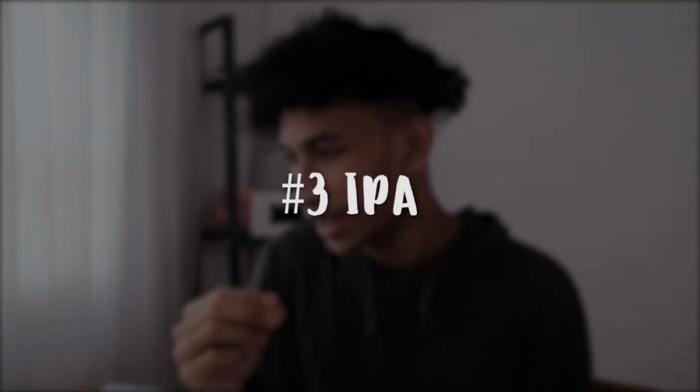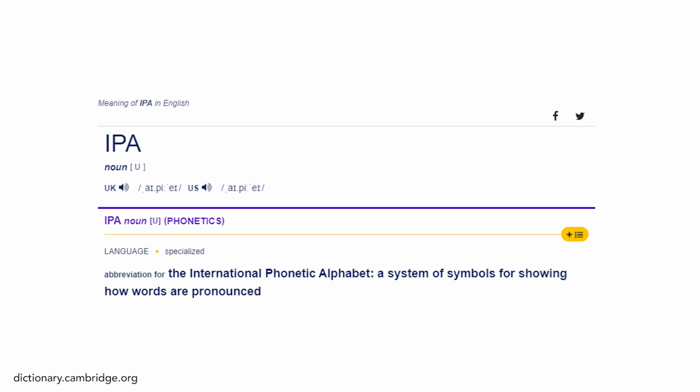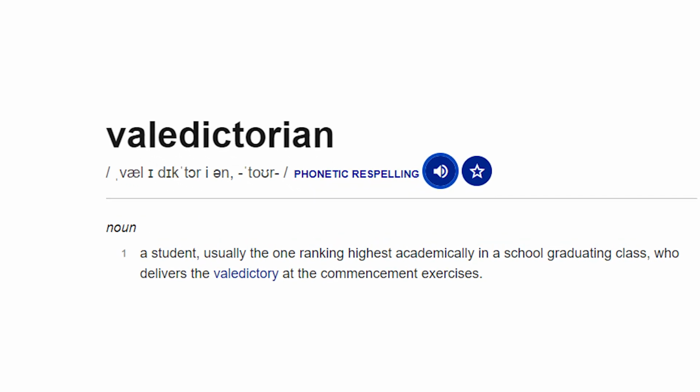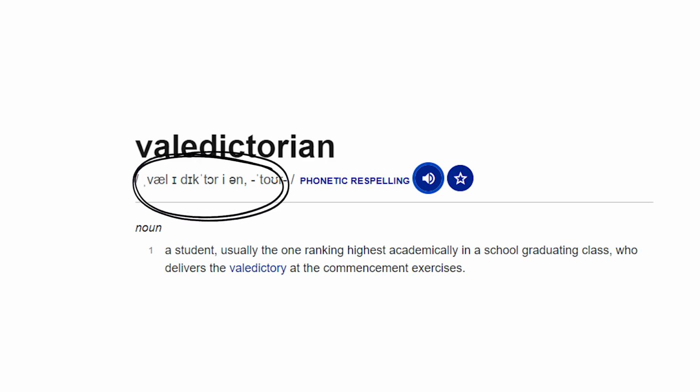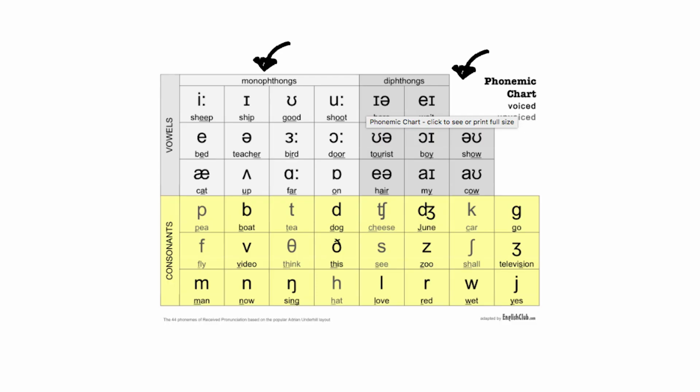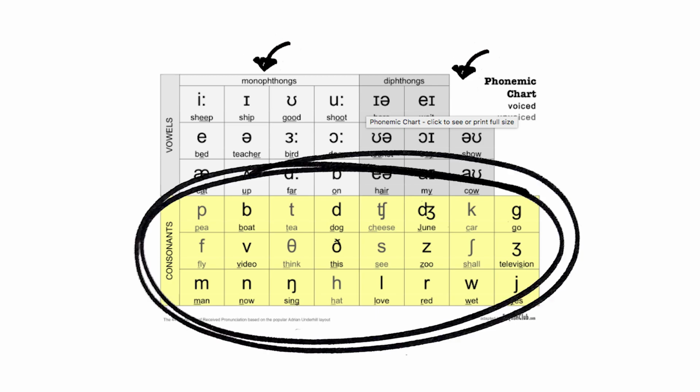Alright, now the third tip that we have on the list is IPA. IPA stands for International Phonetic Alphabet. Once you look up a word in a dictionary, below it you find this alphabet that represents the pronunciation of the word. It has diphthongs, monophthongs, and tons of other choices.